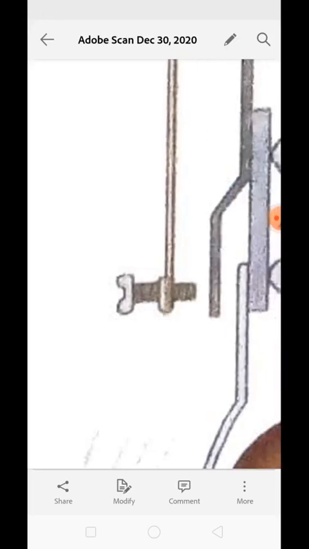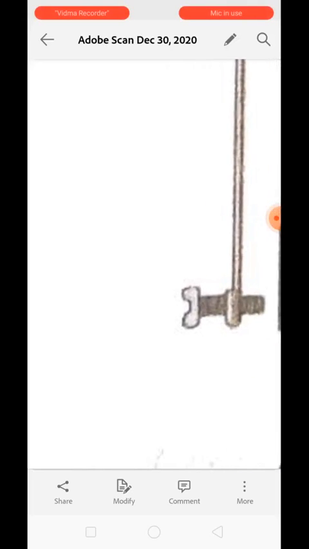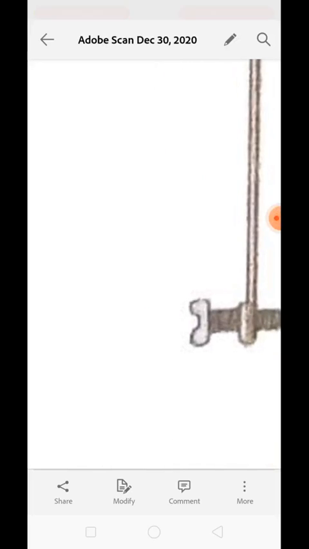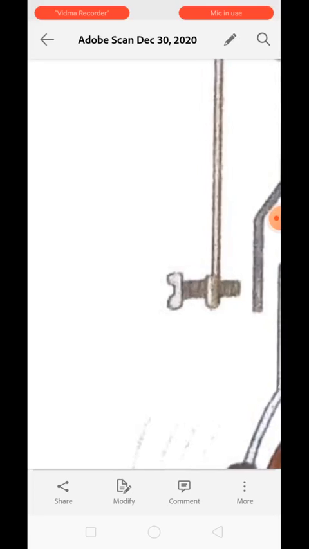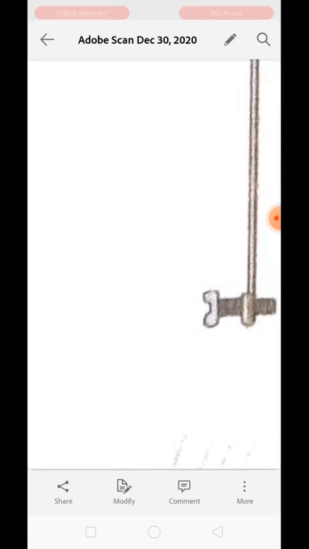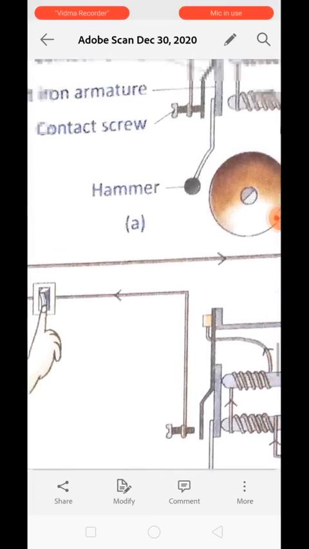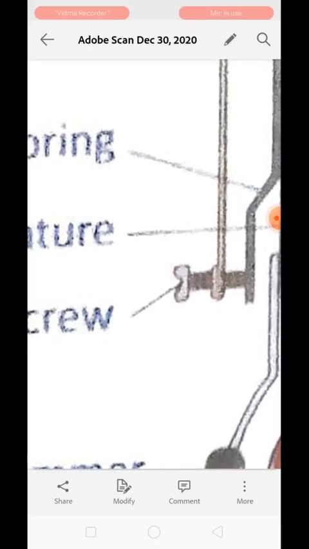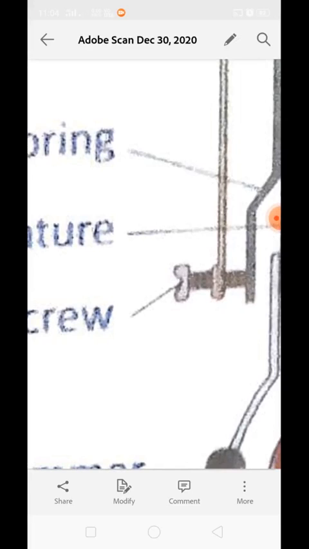Now the next is the contact screw. You can see over here, this is the contact screw. Understood? It does look like a screw and it is making contact with the armature. That is why we are calling it a contact screw. Over here you can see it has a connection with the armature, right? Basically, the contact screw is also known as a make or break screw, which is adjustable.